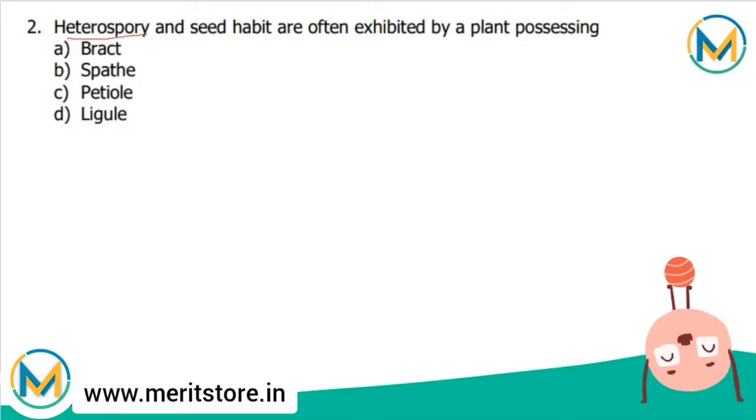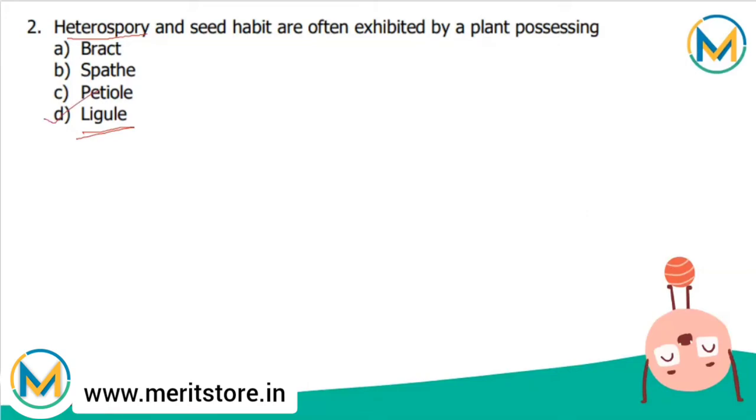In Selaginella, there is a small membranous ligule found at the basal portion of the leaf. So the correct answer is option D, that is ligule. So the correct answer for this is option D.